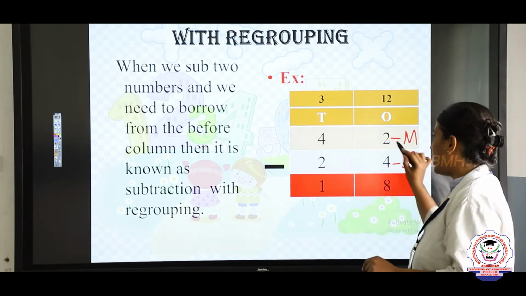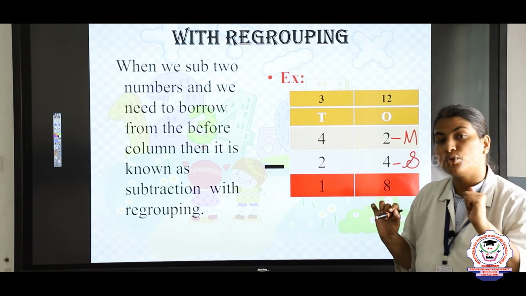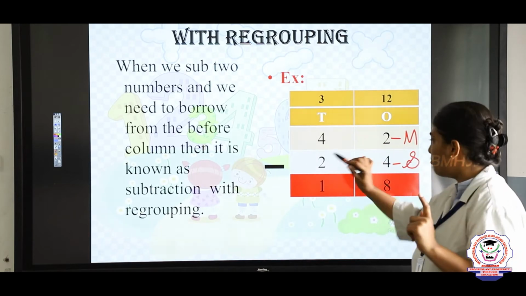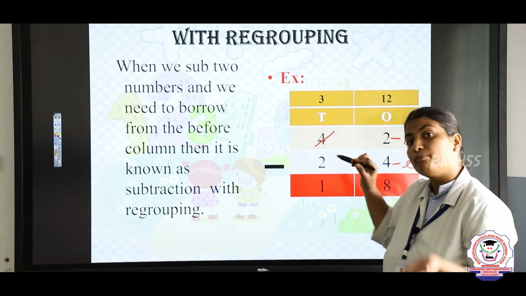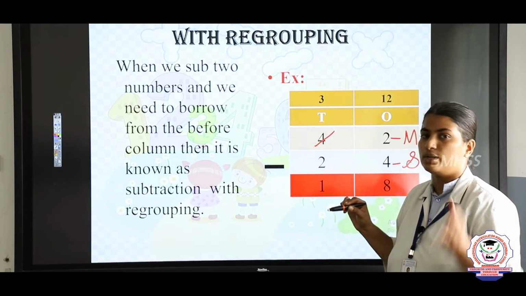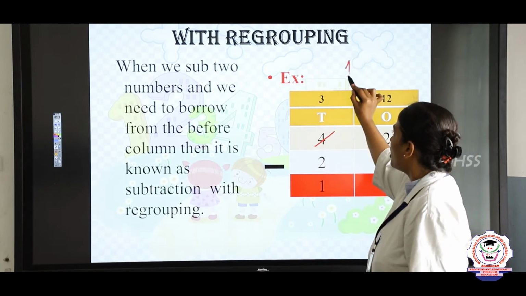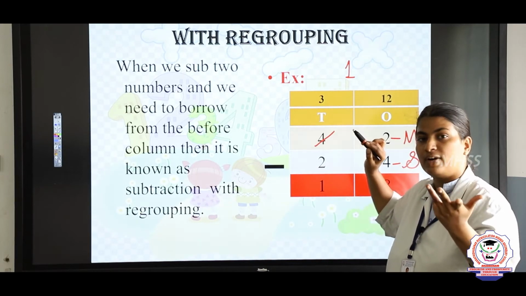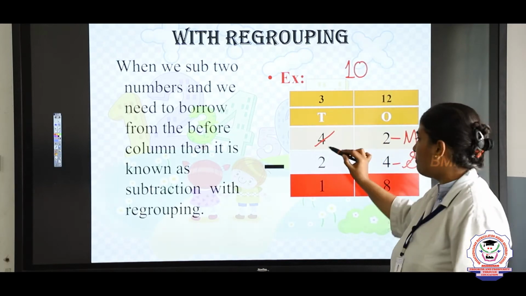Okay, children, you have only 2. 4 is greater than 2. So, what do you have to do? You have to borrow from the tens place. So, when you are borrowing from the tens place, you have to cut 4 and write the before number of 4. What is the before number of 4? The before number of 4 is 3. Now, from here you have borrowed 1 ten. So, what is the value of 1 ten? It is 10. So, you are borrowing 1 ten from the tens place.